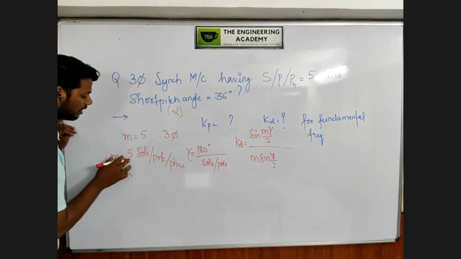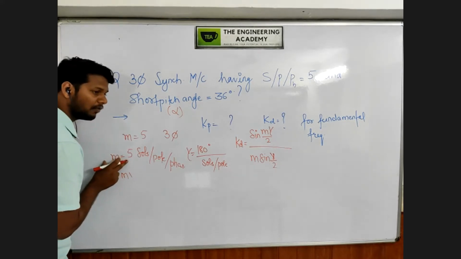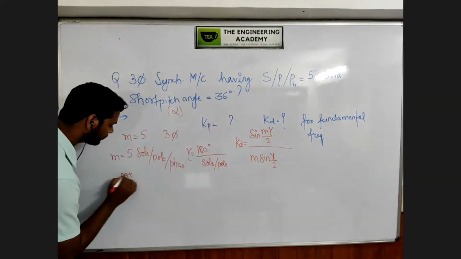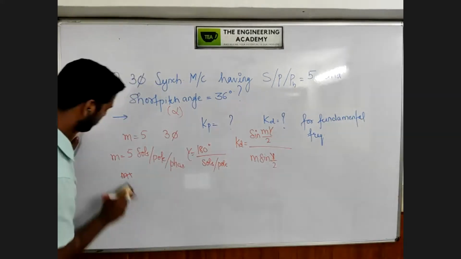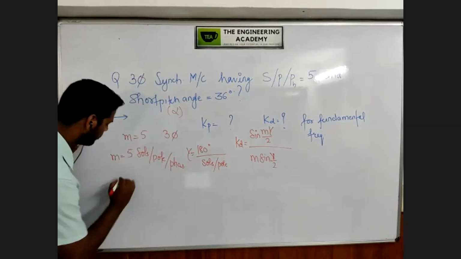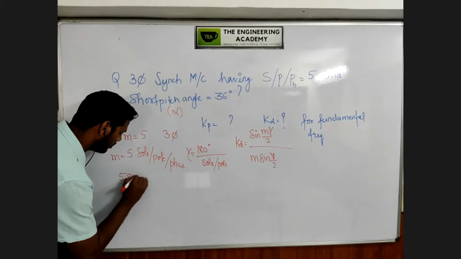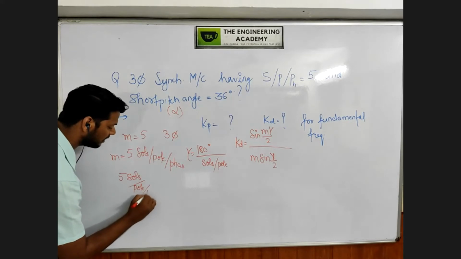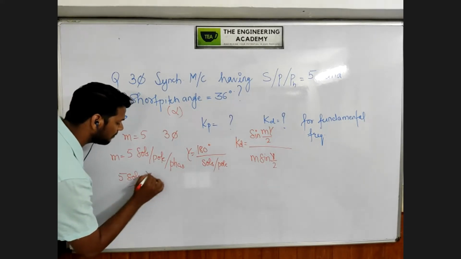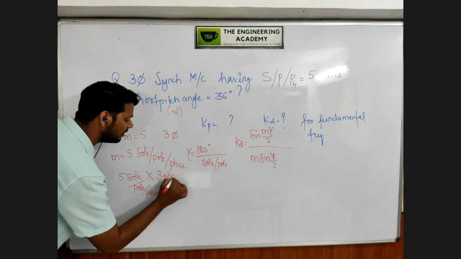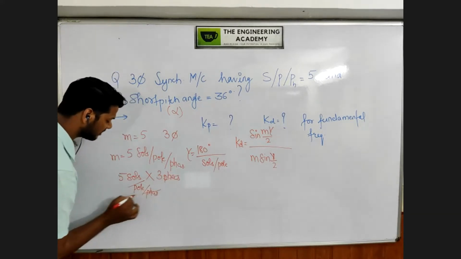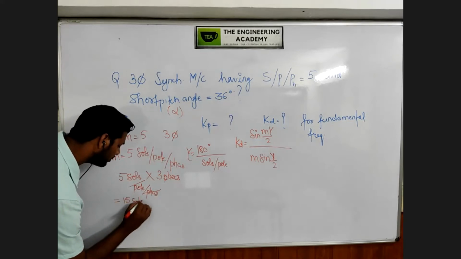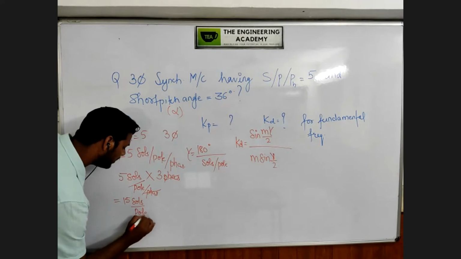If I multiply the value of m with phases, then this phase and the multiplied phase cancel. Five slots per pole and per phase. Okay. So I multiply with 3 phases because I am having 3 phases. So what will come? Phase and phase cancel. So at the end I will get 15 slots per pole.